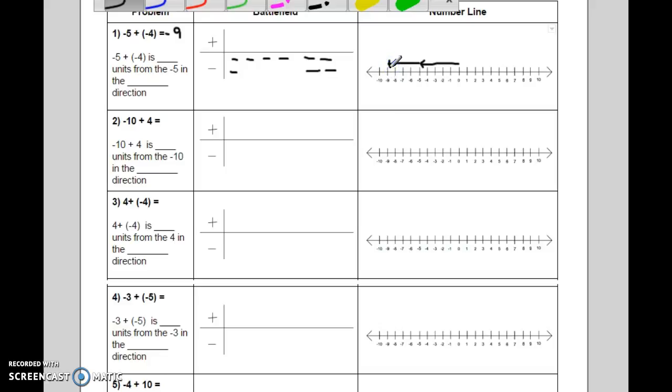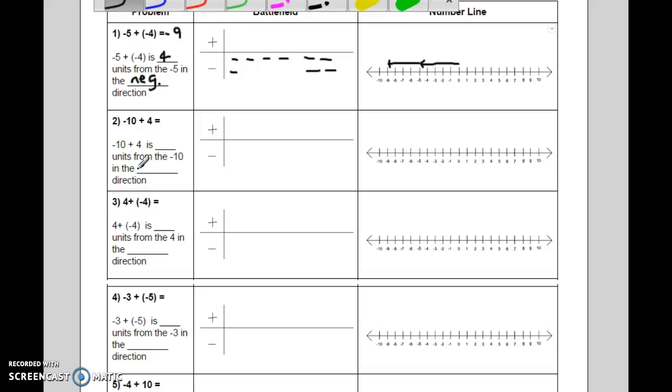So another way that I can find my answer is by using a number line to represent it. Now over here, what we can say is that -5 plus -4 is 4 units from -5 in the negative direction. And you can fill that in the negative direction. I'll just put NEG for negative.